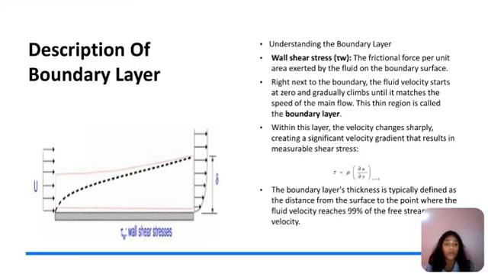Now within this layer, the velocity changes sharply, as we can see, creating a significant velocity gradient that results in measurable shear stress. So this is represented as tau equals mu du by dy. The boundary layer thickness is typically defined as the distance from the surface to the point where the fluid velocity reaches 99%. That was the boundary layer basics.